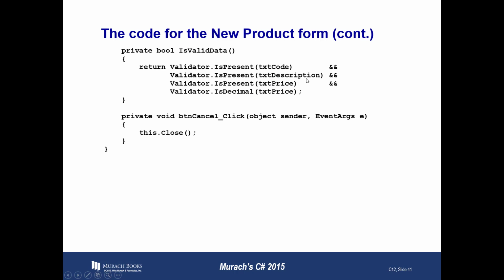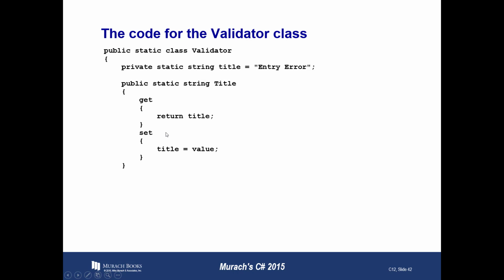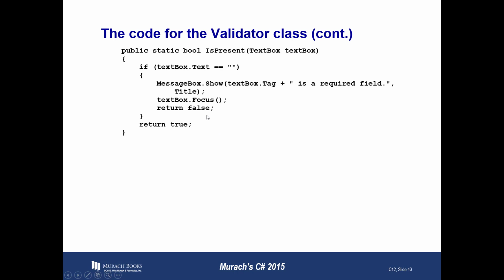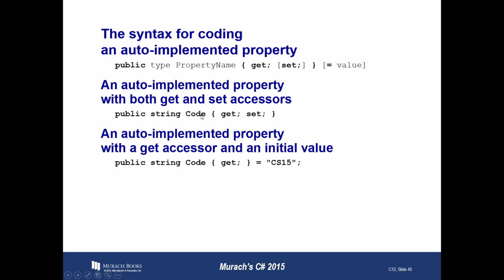Is valid data, again, is going to make sure that there is something in these three fields and that what's in the last field is also decimal. And if any of these fail, you'll get that error message. If you click the cancel button, it just closes. The validator text code we've already gone over. All right.